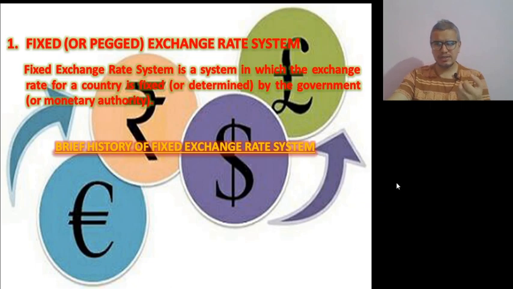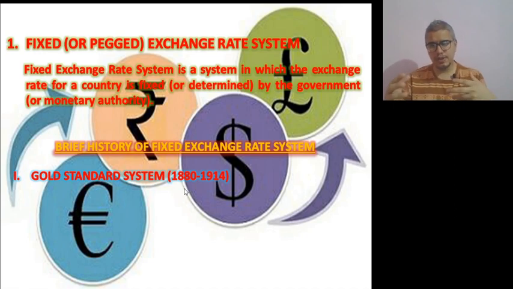So fixed exchange rate system came into being in the year 1880, almost around this. Before this also, there used to be exchanges between one country with another country, but there was no predefined or well-defined exchange rate system. So the fixed exchange rate system, which was prevalent from the year 1880 till the year 1914, when the First World War started, there used to be a foreign exchange rate system which is known as gold standard system.